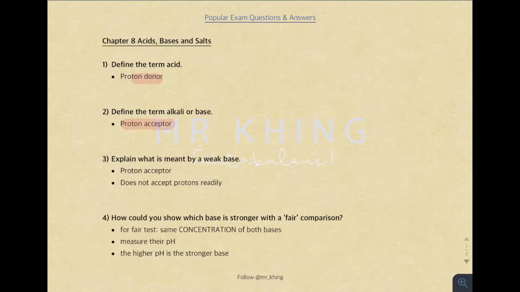So next, what is meant by the term weak base? Weak means they do not accept protons readily. Base means proton acceptor. So next, how can you show which base is stronger? With a fair comparison. When we see the word fair, you have to talk about the constant variables. You have to make sure that they have the same concentration, and then you measure the pH. You can measure by using a pH meter. And the stronger base has a higher pH.